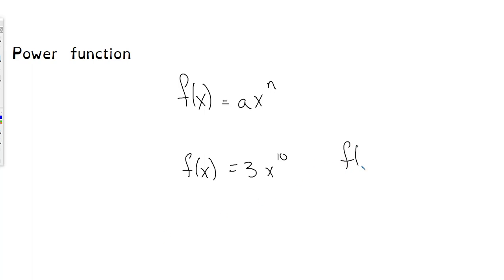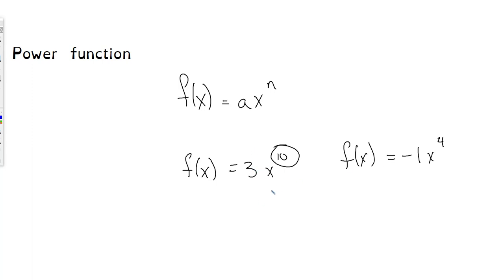So we're talking about power functions today. Power functions are something like f of x equals some number times x to a power. So f of x equals 3 times x to the 10th. F of x equals negative 1 times x to the 4th. Those are all examples of power functions. So the exponent can be anything as long as it's not 1 and it's positive.